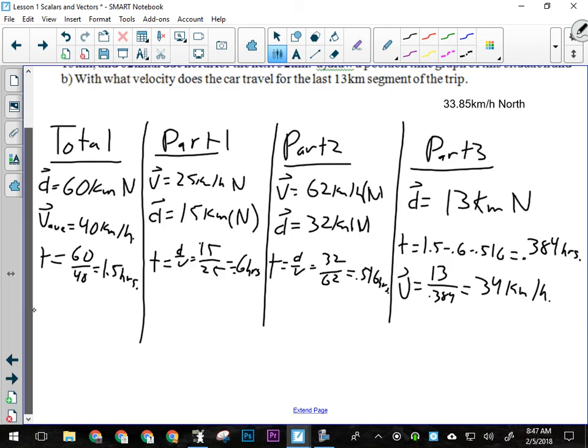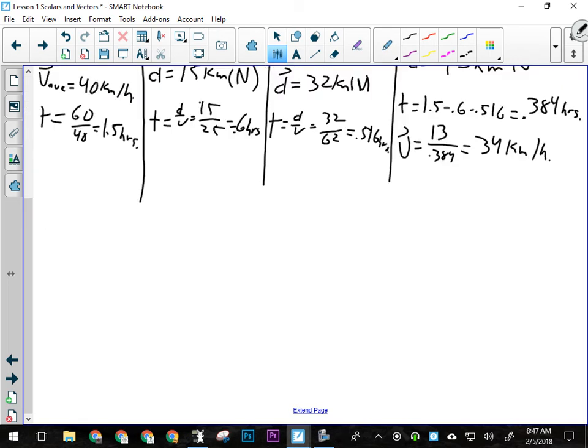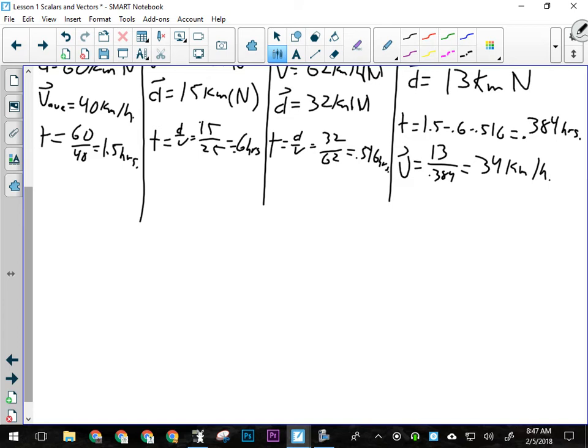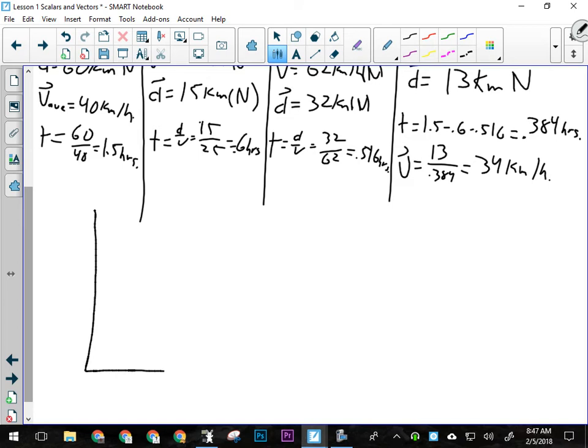Now, the next part of this is that we were supposed to draw a position versus time graph of this trip. At no point in this trip do we go south, right? Everything is north in this trip. So we'll have our position here on the y-axis, and that'll be in kilometers. And we'll have our time down here, and that'll be in hours.